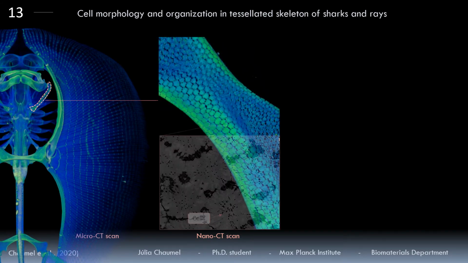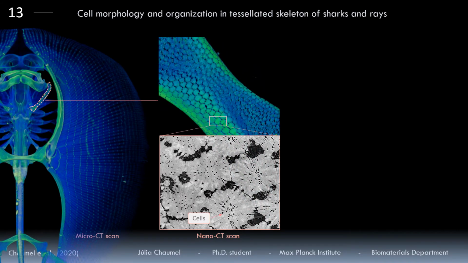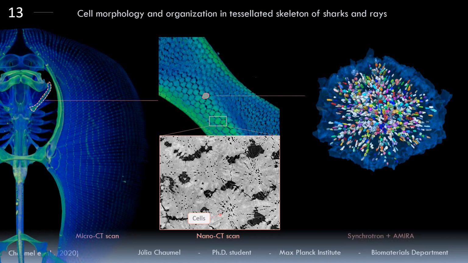In this cross-section, we can see small spaces within the tiles. In those spaces, there are cells living inside. The objective of my project was to study how the cells are arranged inside the tesserae, and for that, we scanned several times with synchrotron, and then, with a mirror, we segmented those spaces where the cells live. We discovered that each tesserae contains thousands of cells, and they present different shapes and orientations.